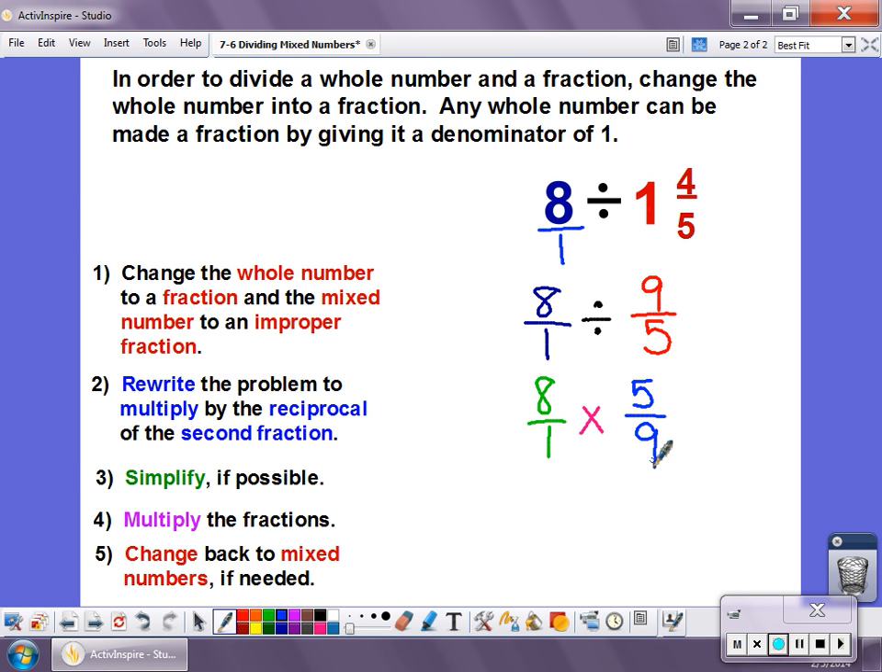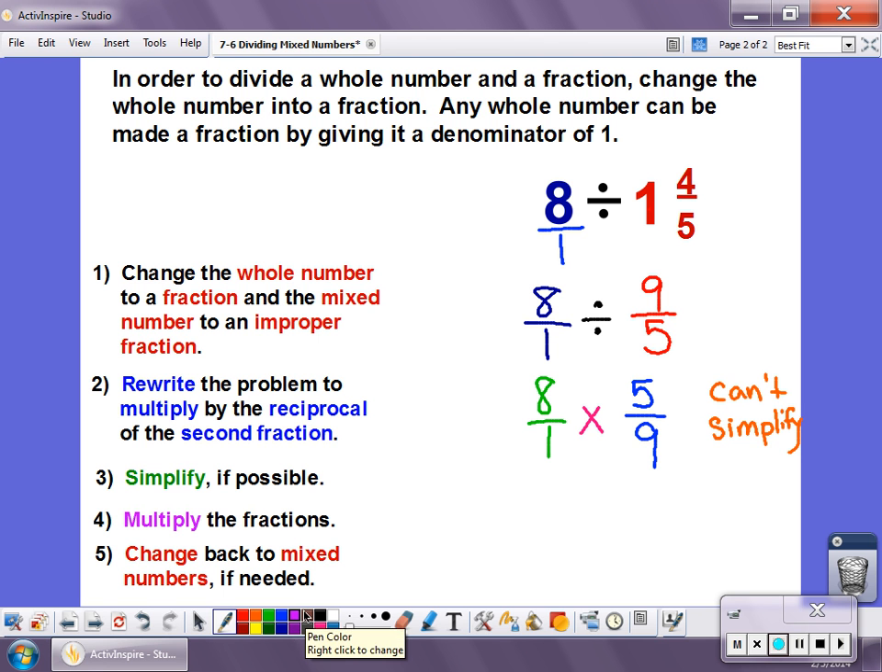Now the next thing I want to do is look and see if there's anything here that I can simplify. And this is actually one that can't be simplified. I can't simplify 5/9. I can't simplify 8 over 1. There's nothing I can do diagonally. So because I can't simplify, I'm just going to go straight ahead and multiply.